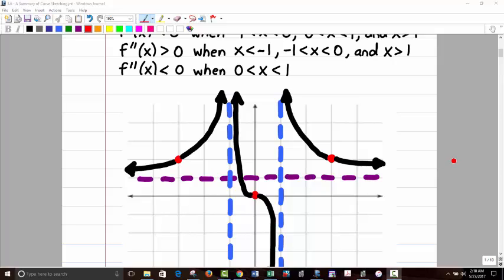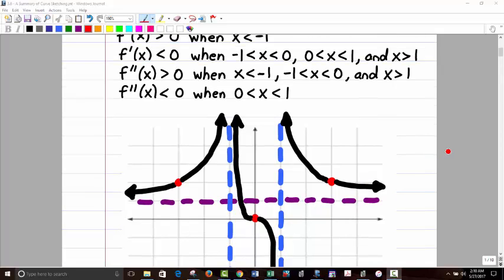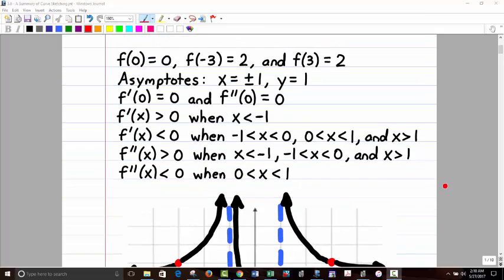Now, the horizontal asymptote is just the behavior of the graph as it heads to infinity. It's nothing more than showing that the graph's going to go near that value as you get toward infinity. The vertical asymptotes, remember, are discontinuities. We cannot touch or cross the vertical asymptotes.